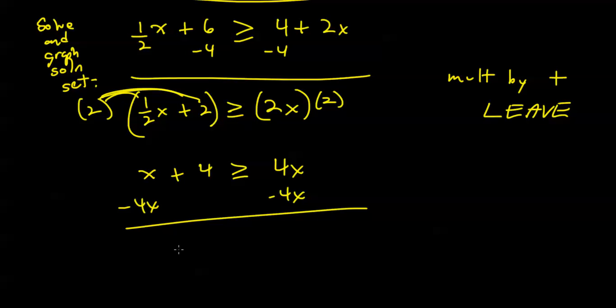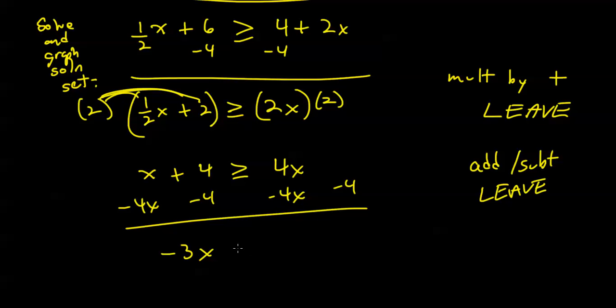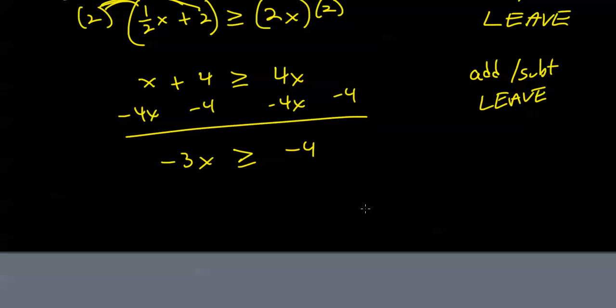I'm going to subtract 4x from both sides, and I would also subtract 4 from both sides. Again, when you add or subtract anything from both sides of an inequality statement, you leave the arrow alone. No reverse needed. On the left, I'll end up with a minus 3x. On the right, I have a negative 4. Clearly now I'm going to want to divide by negative 3. But when I divide by a negative, you must reverse the inequality arrow.